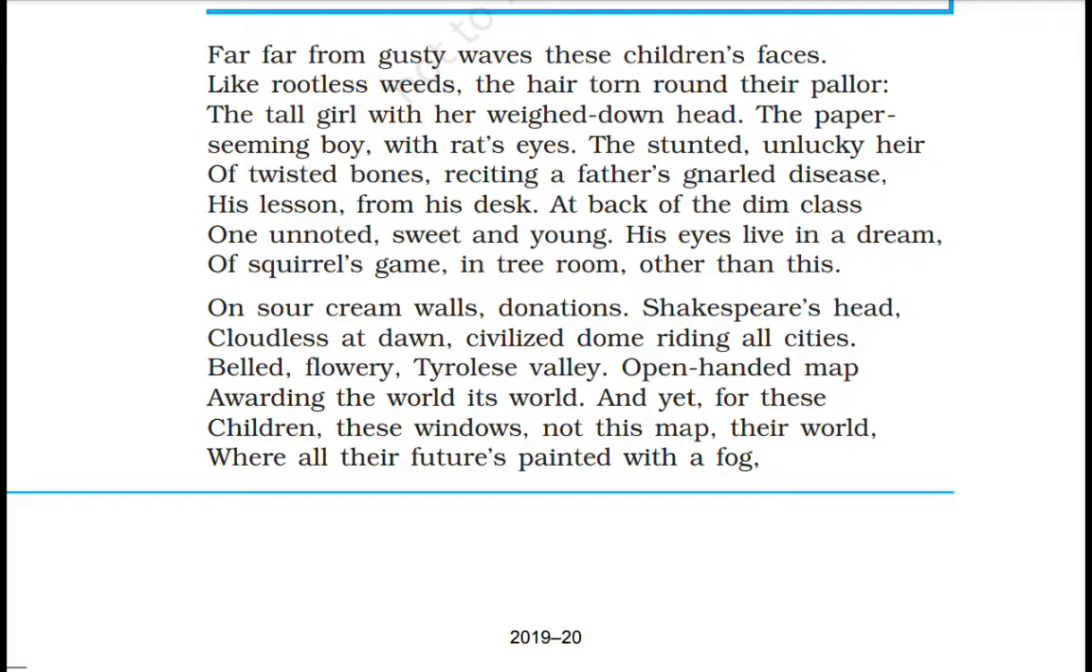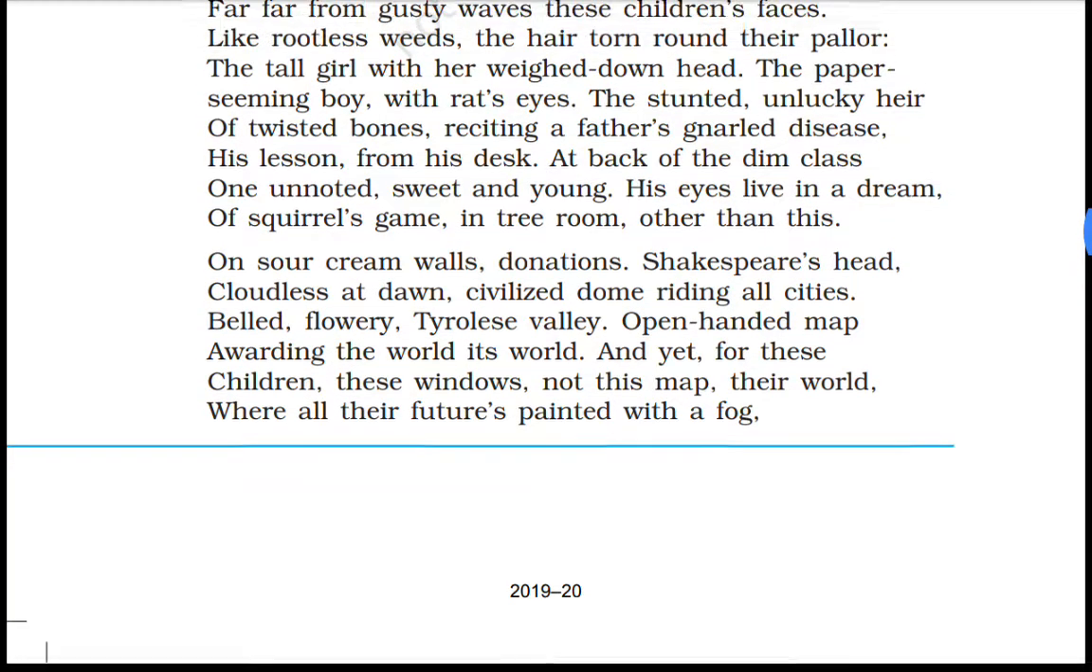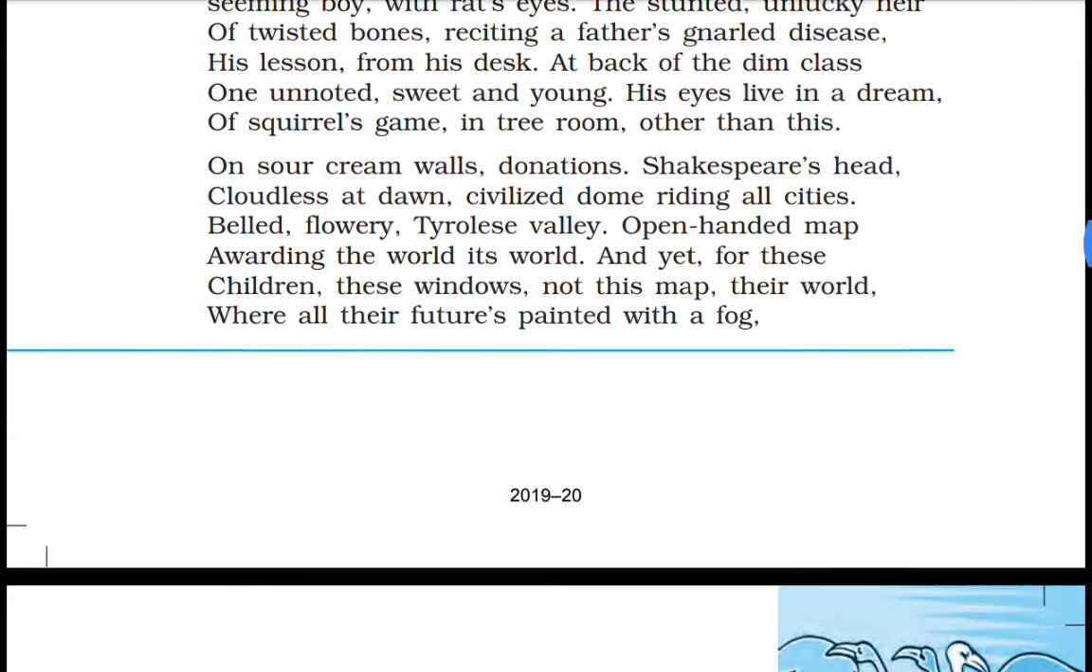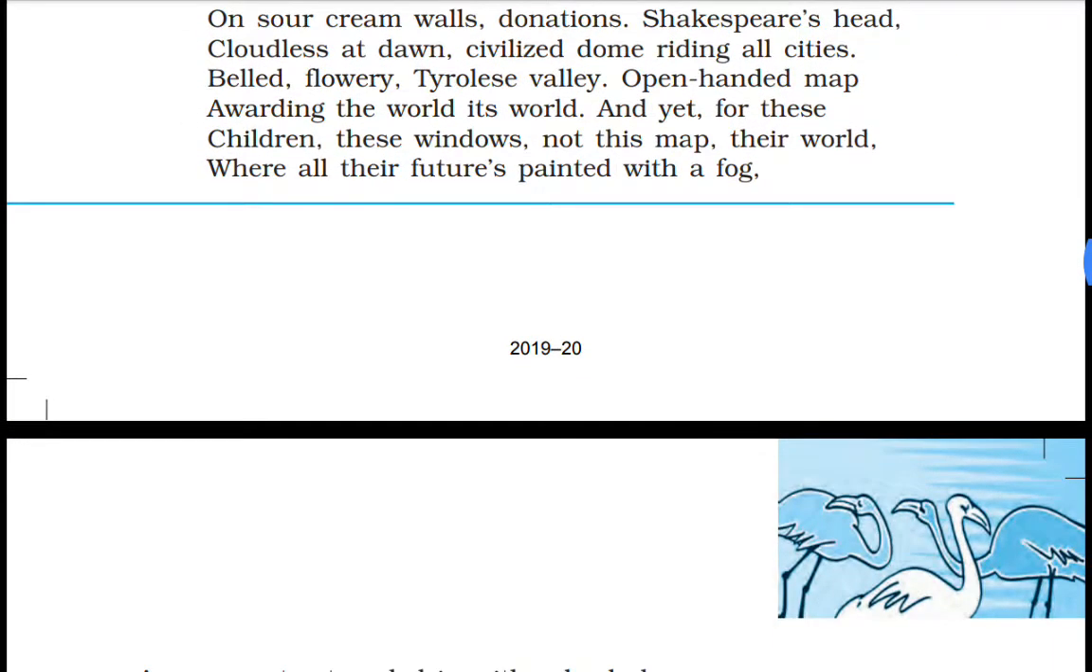So now let's move to the next stanza. In the first stanza we can see that the poet talks about the various children who are sitting in the class and about their miserable condition, their pathetic condition, in what unhealthy surroundings they are living, and what they have inherited from their parents. Now let's move to the next stanza.